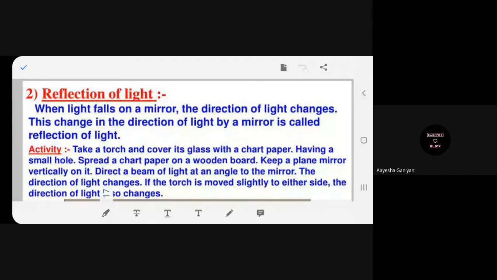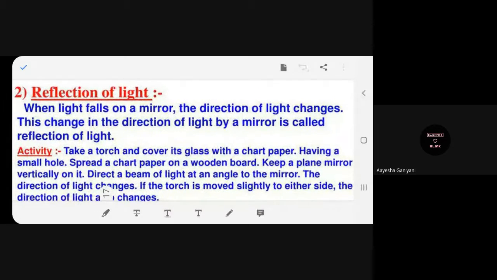Now we do some activity for the reflection of light. When light falls on a mirror, the direction of light changes. Just check the time. Is time left or is it over? Over, ma'am. So the time is already up. We won't be able to continue with it, because I need some time to finish this activity.